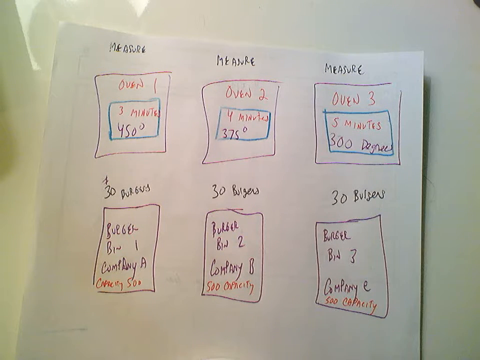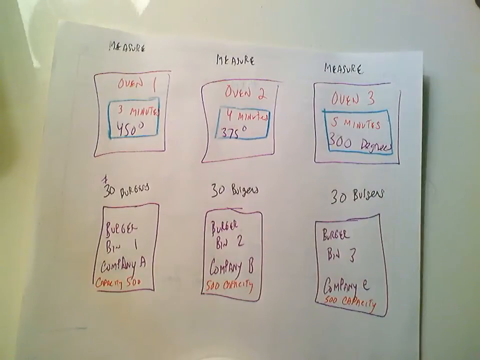And another thing that's probably something we need to think about from a confounding standpoint, maybe these ovens are different. Maybe oven 2 is real old. Maybe it hasn't been maintained well. Maybe it actually, when we set it to 375, it runs a little bit higher.